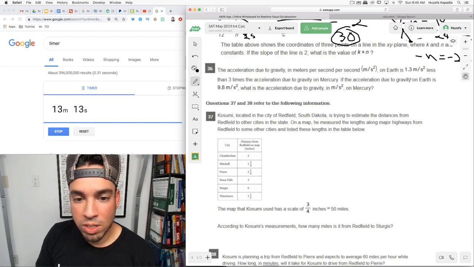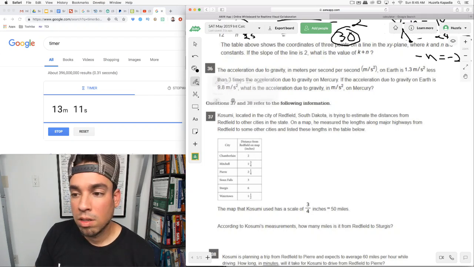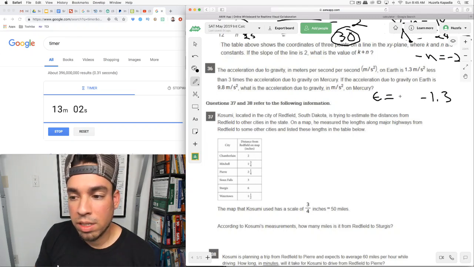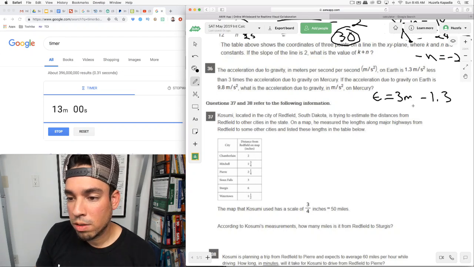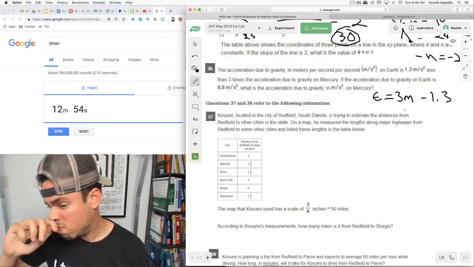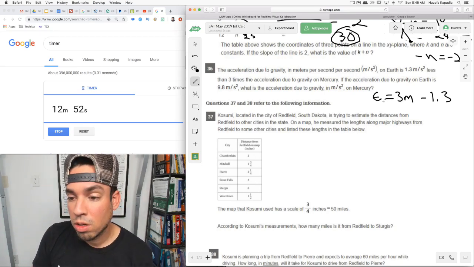On Earth is that much less than, so Earth is 1.3 less than 3 times whatever it is on Mercury. So you see how I just set it up into an equation? That's because that's my instinct now. I just immediately go to set up an equation of some sort. Let's make that a lowercase e.